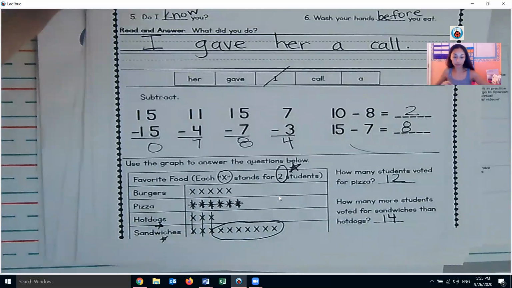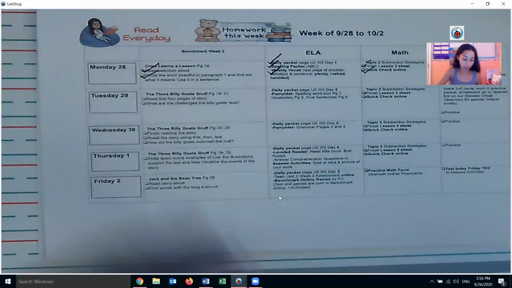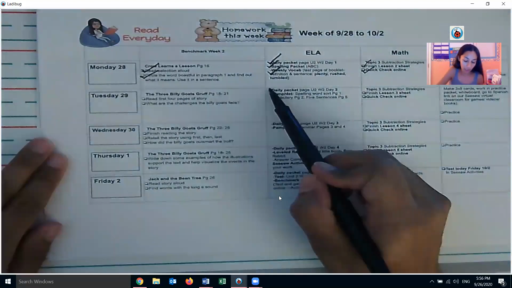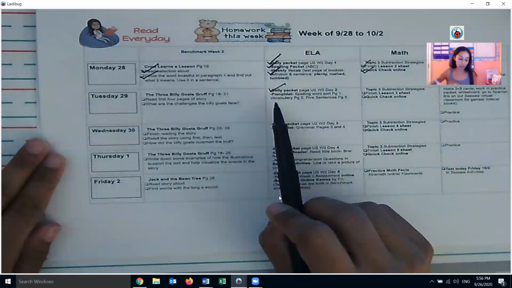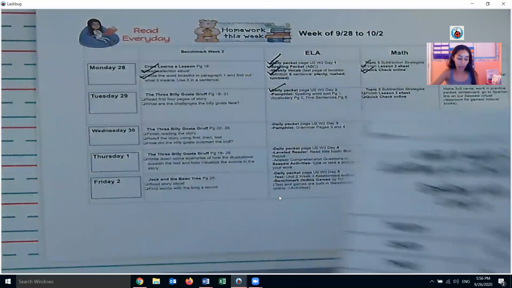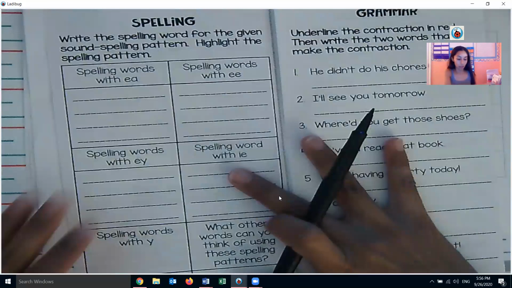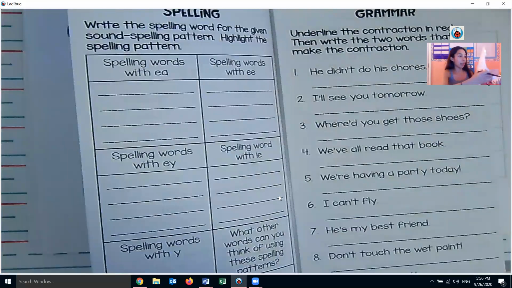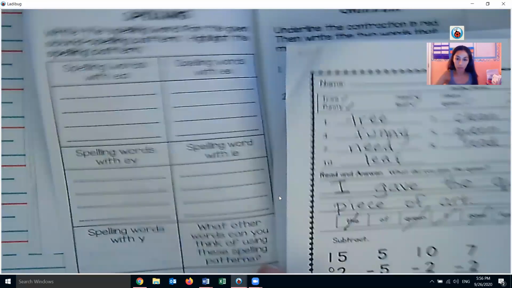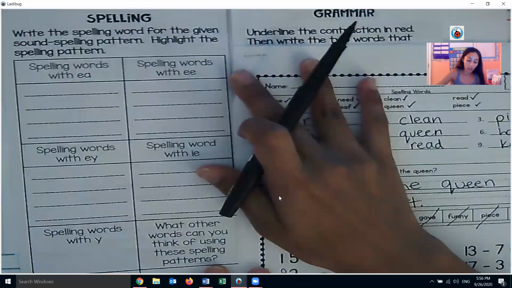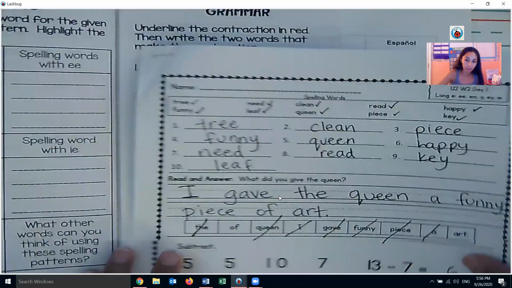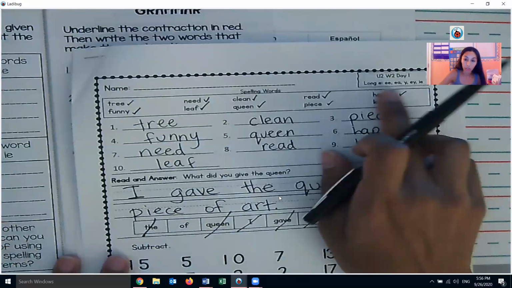Okay, so that's Unit 2, Week 2, Day 2. I'm going to cross that off and go to pamphlet next. So in the pamphlet, we have our word sort. I'm going to sort my spelling words, and I'll just look at them here from my daily packet. But I'm on Unit 2, Week 2, Day 1.